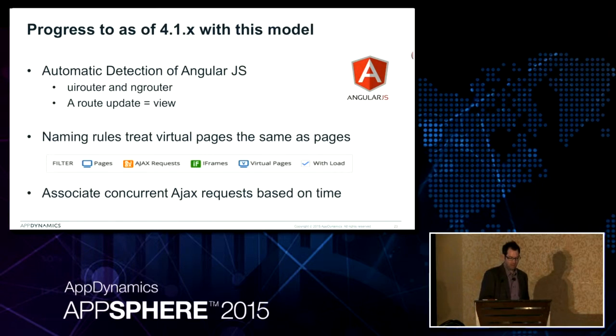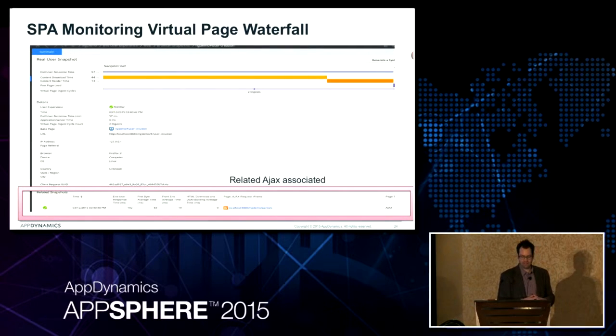And then, of course, we can associate Ajax requests based on time. So we're looking at what Ajax requests are going on as a virtual page is being loaded, and we say those are probably relevant or interesting. So let's flag those as being pertinent to that view. So you would get a screenshot like this, and then on the bottom you see a list of related Ajax. I'll show you a live demo of this in a minute, I hope, knock on wood.